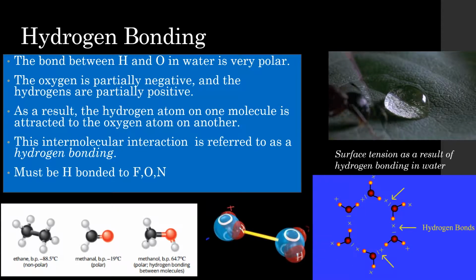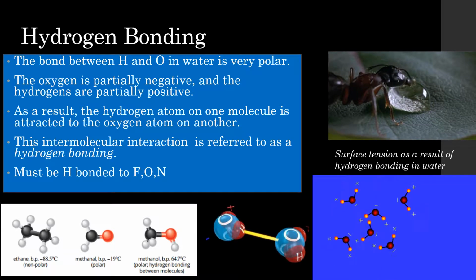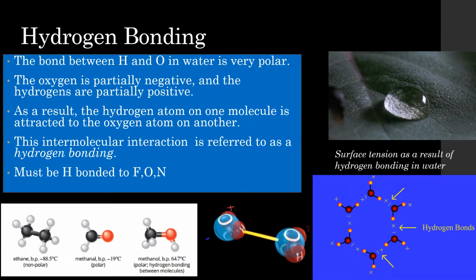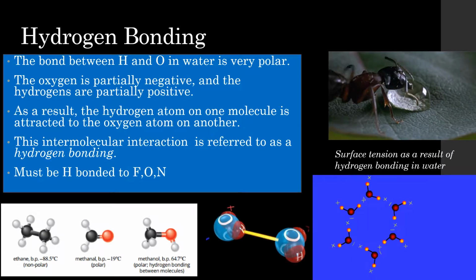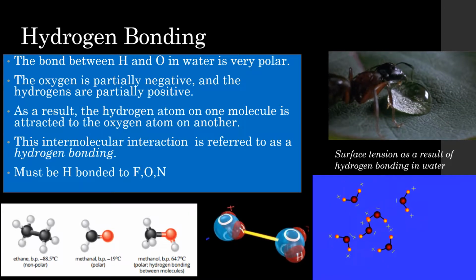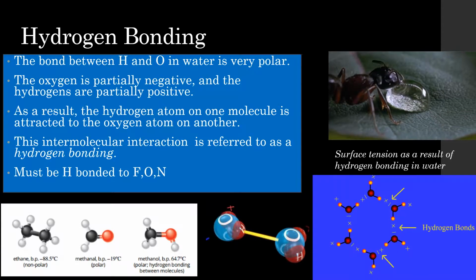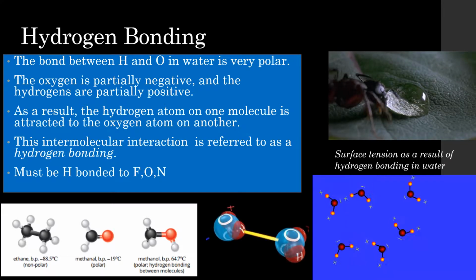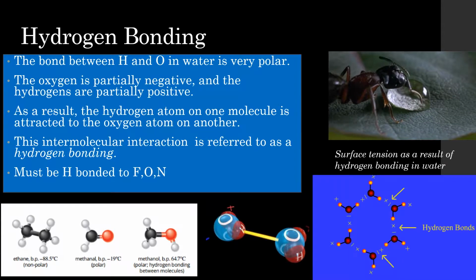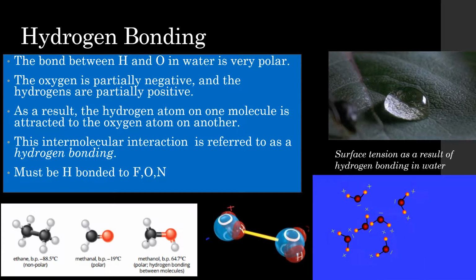So there's no real attraction between ethane molecules where there are between methanol molecules. Okay, hydrogen bonding, as I said, is a special type of bonding. A bond between hydrogen and oxygen is very polar. So that's a very common one, but we also have hydrogen bonding to fluorine or nitrogen as well. Now remember, the oxygen is partially negative and the hydrogen partially positive. So as a result, the hydrogen atom on one molecule is attracted to the oxygen atom on another. So this intermolecular interaction is referred to as hydrogen bonding.